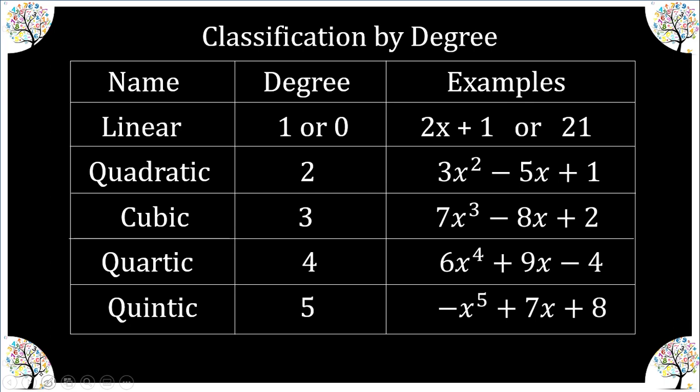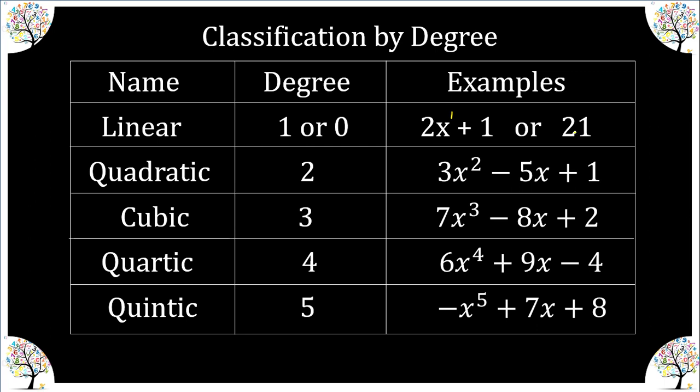So now let's take a look at some classifications or terms that we use when classifying by degree. So here we have an example, 2x plus 1. It is a binomial, but now we're just talking about the degree. This polynomial has a degree of 1 because the largest exponent on the variable is 1. So we call this a linear polynomial.